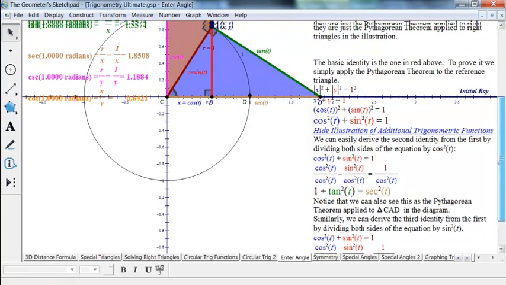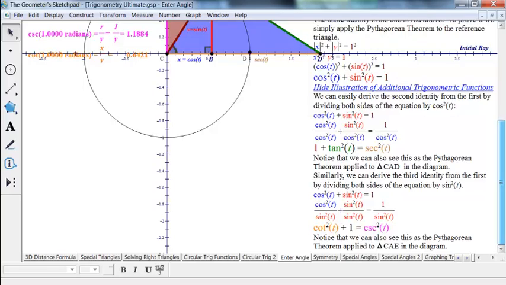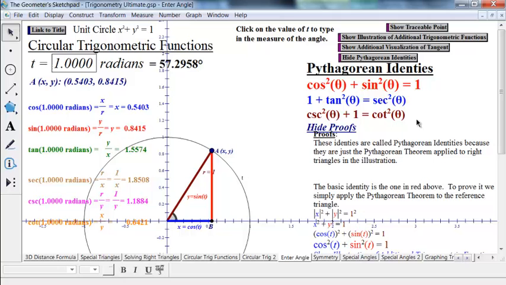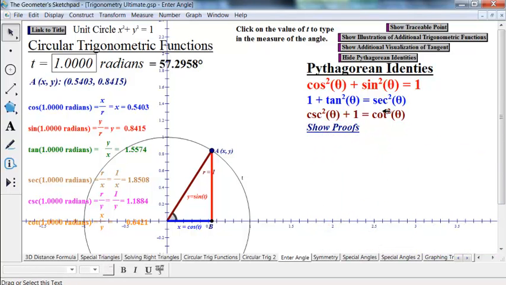And we can see that one is the Pythagorean theorem applied to this other triangle with the brownish interior there. This leg is cotangent t, this is 1, so cotangent squared plus 1 equals cosecant squared, and we get that. And so now we've seen the proof, and you can see it visually in this particular illustration, and we can also get these two from the first one.